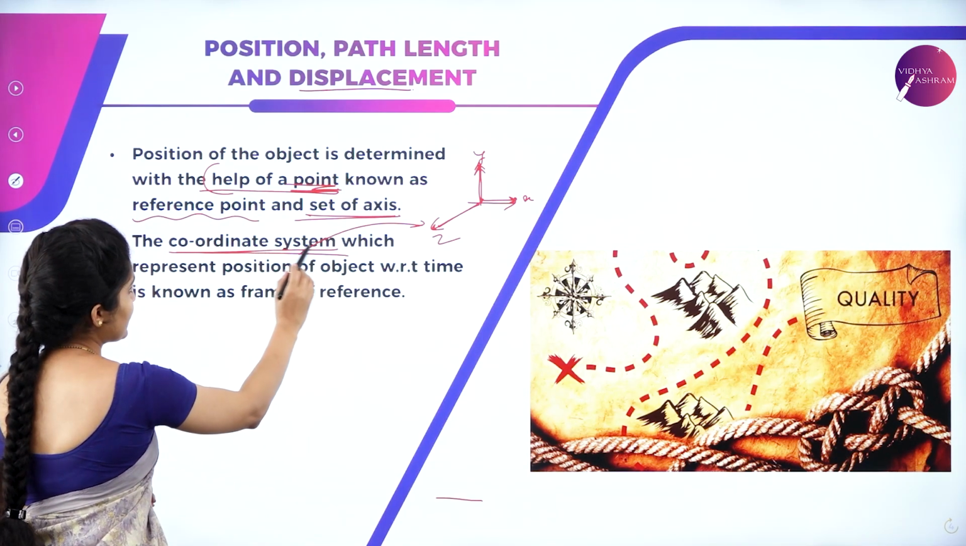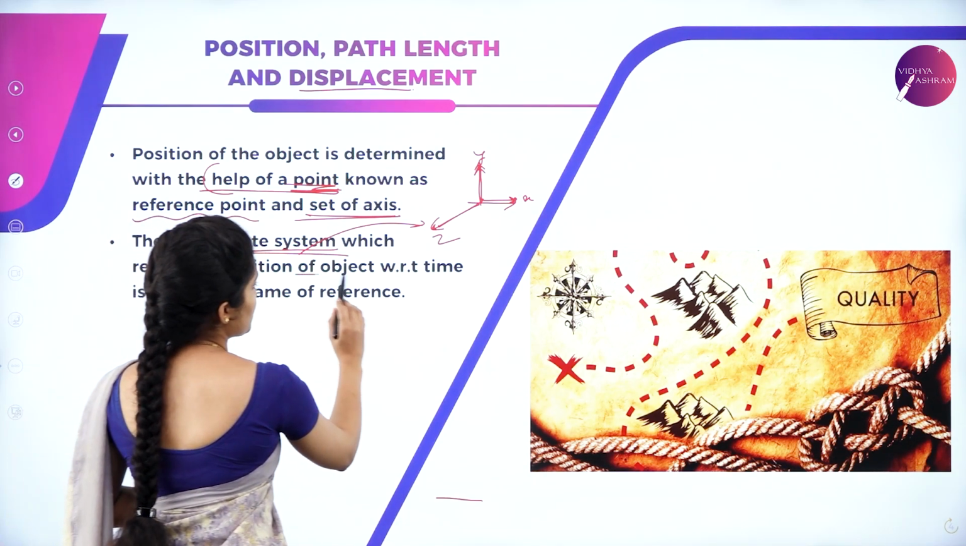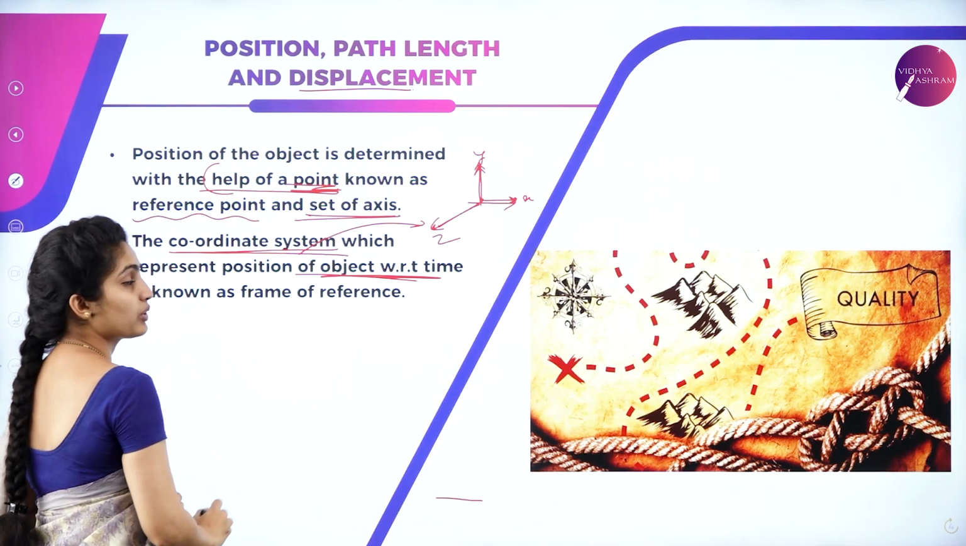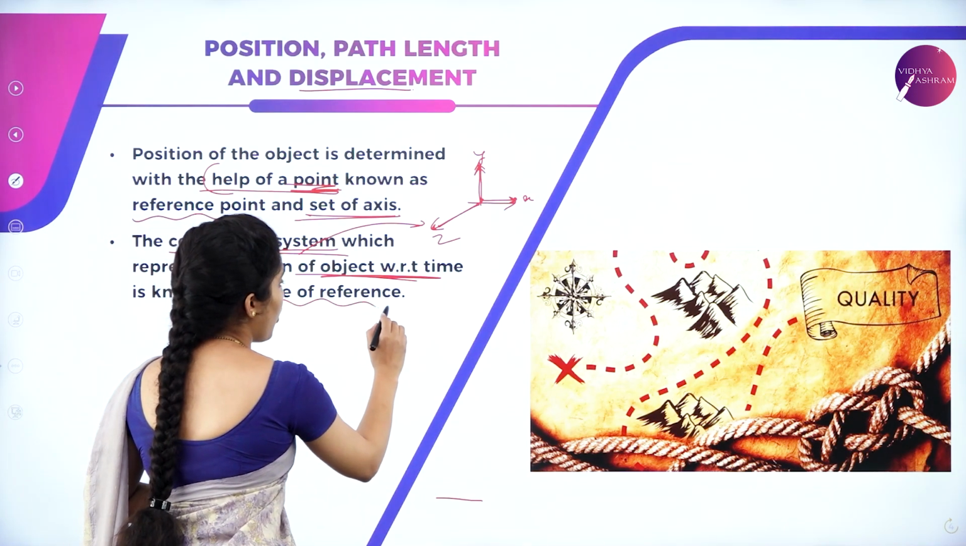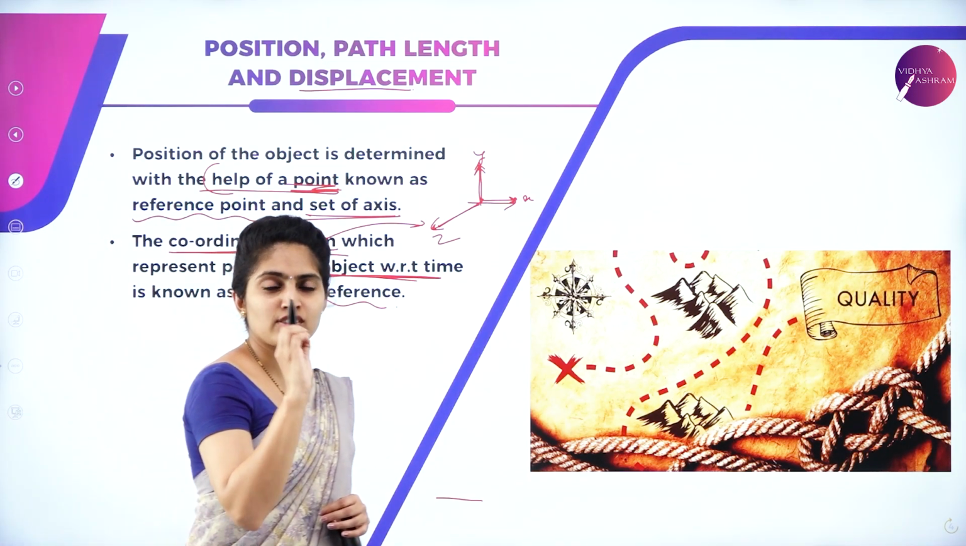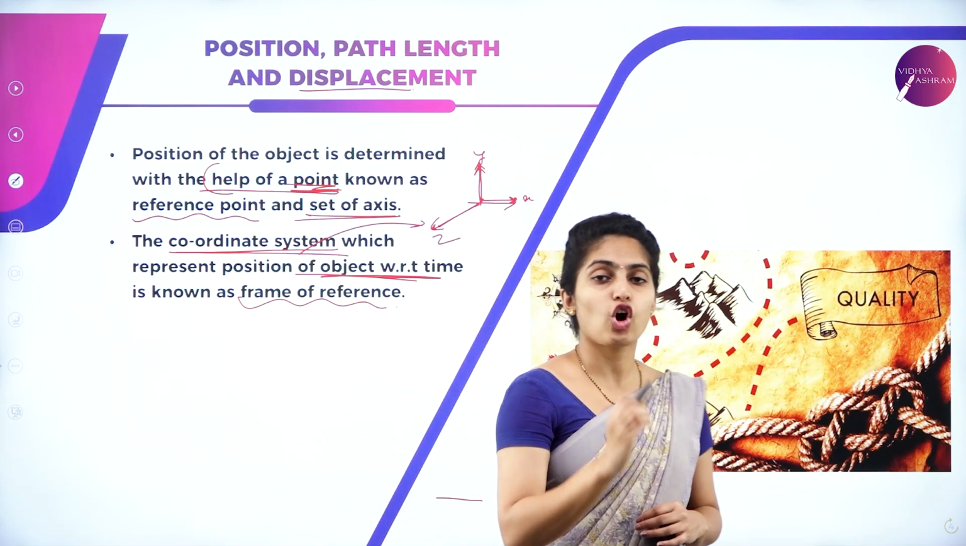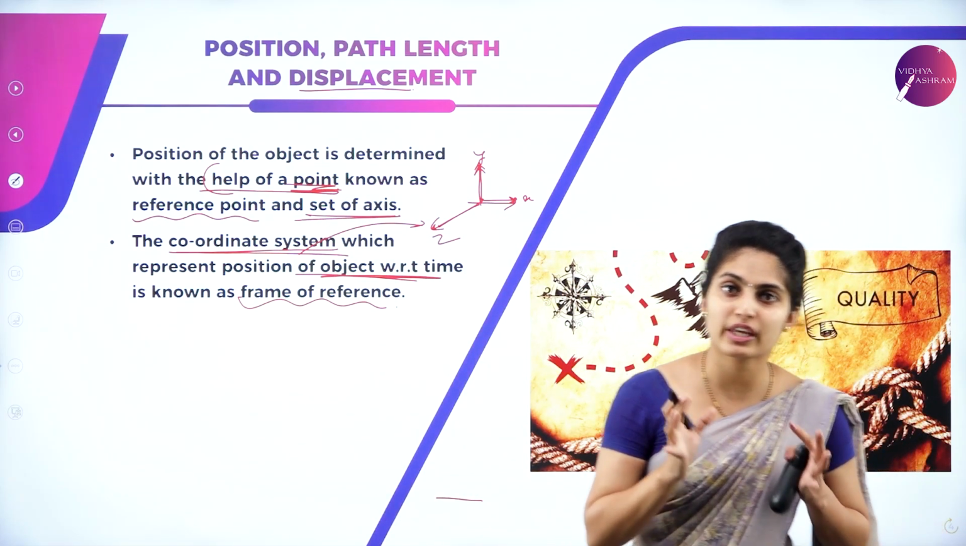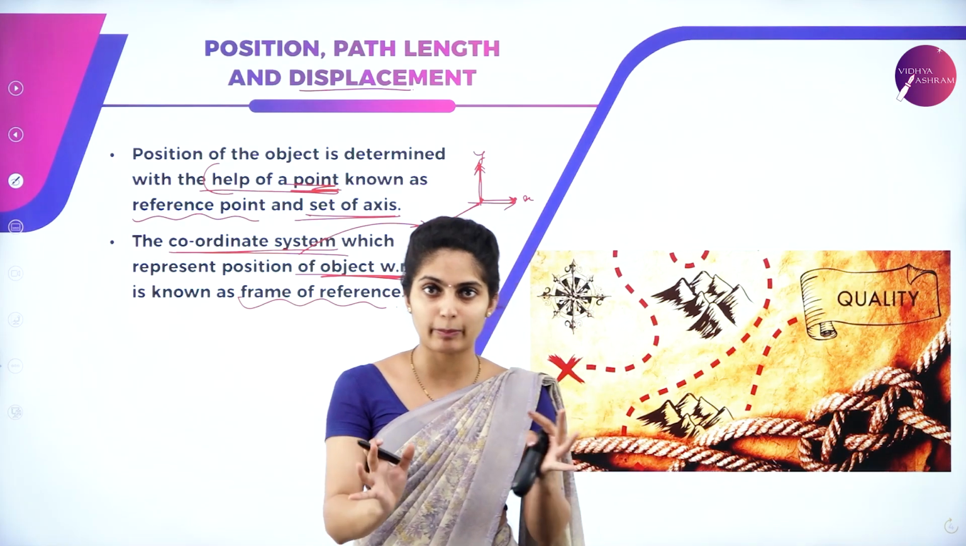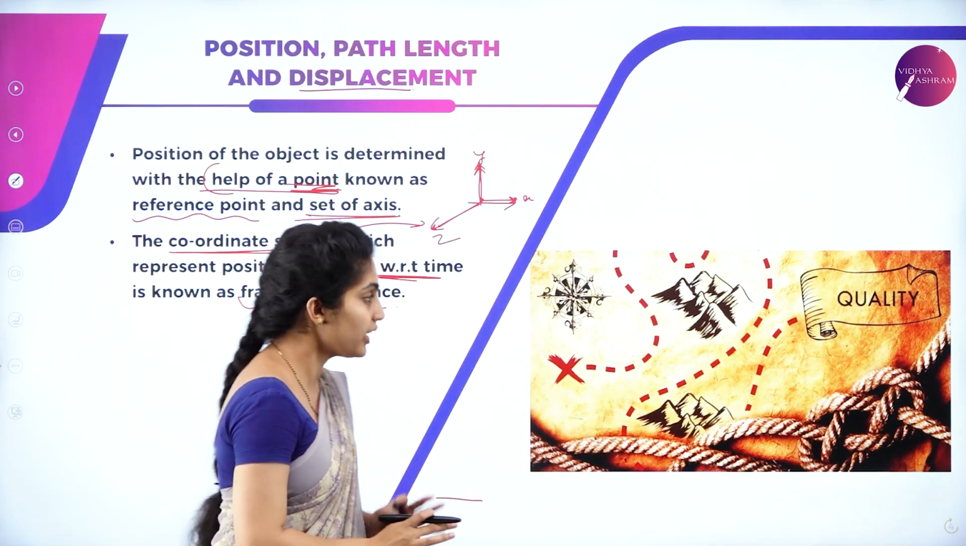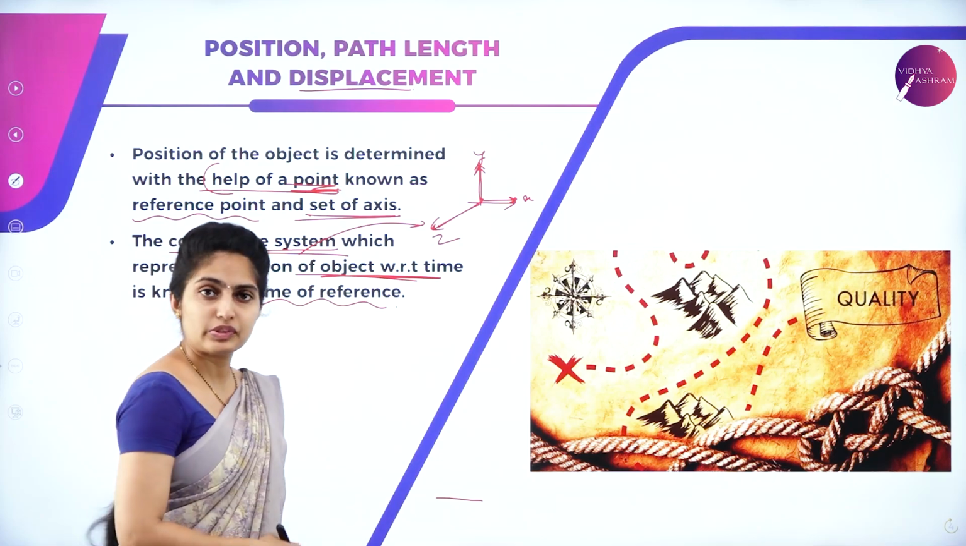The coordinate system which represents the position of an object with respect to time is known as the frame of reference. If the point is known as a reference point, the coordinate system will be known as the frame of reference. It creates a frame for a reference point. Okay, so that is all about your position.